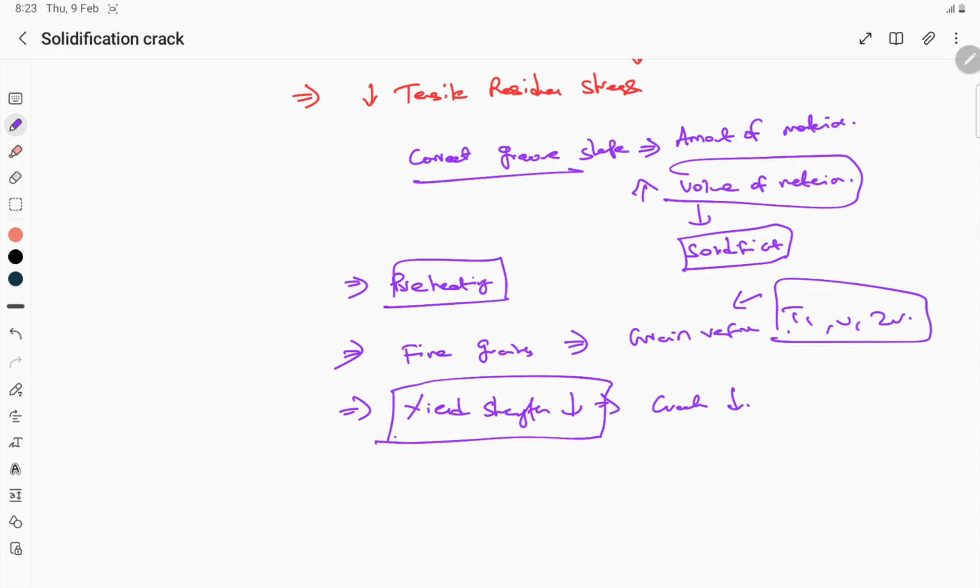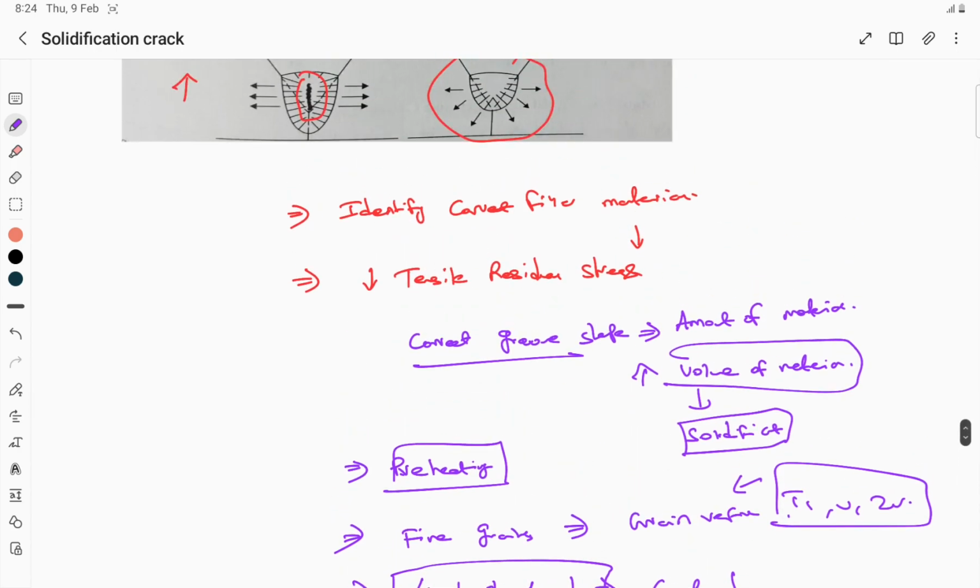And then we can take steps in welding to induce the formation of ferrite, because we have already seen that ferrite will help us absorb the impurity atoms like sulfur. So these are all the steps that we can generally take to avoid the formation of solidification crack.